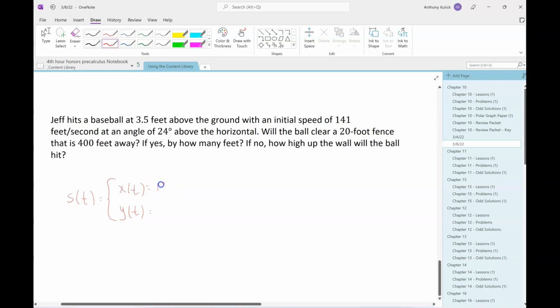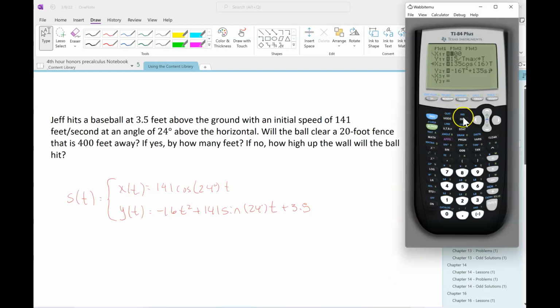So we'll do the same thing. We'll have initial velocity, cosine theta times t, negative 16 t squared plus initial velocity, sine theta times t plus initial height. So let's take a look graphically at what's going on. So our wall's 400 feet away, 20 feet high. 141 is our new velocity. 24 is our new exit angle. So let me just go update those couple of things.